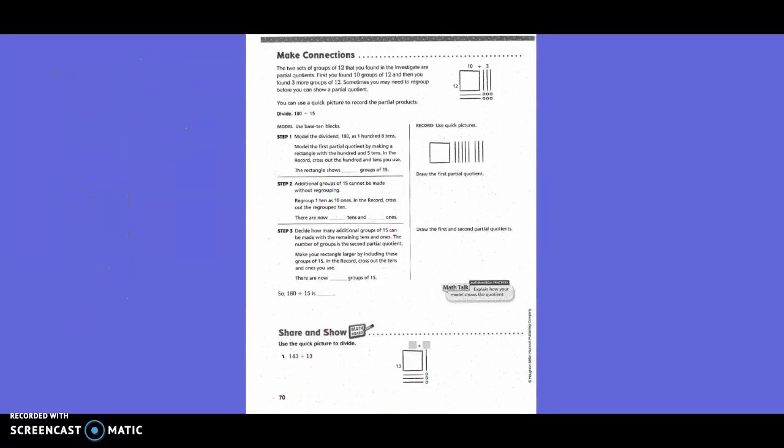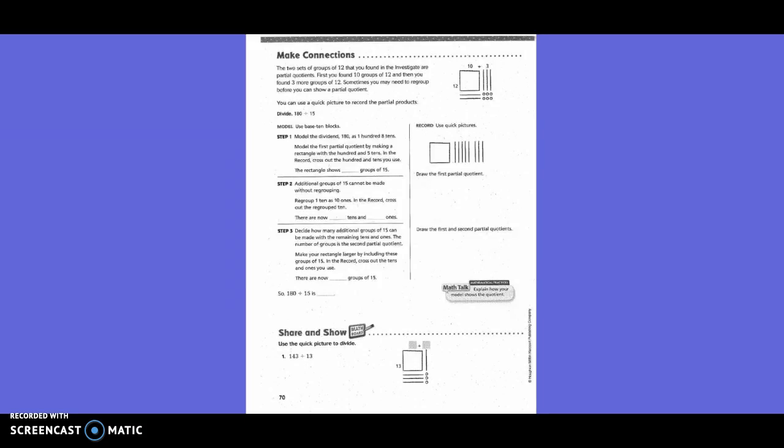Make connections. The 2 sets of groups of 12 that you found in the investigate are partial quotients. First you found 10 groups of 12, and then you found 3 more groups of 12. Sometimes you may need to regroup before you can show a partial quotient. You can use a quick picture to record the partial products.